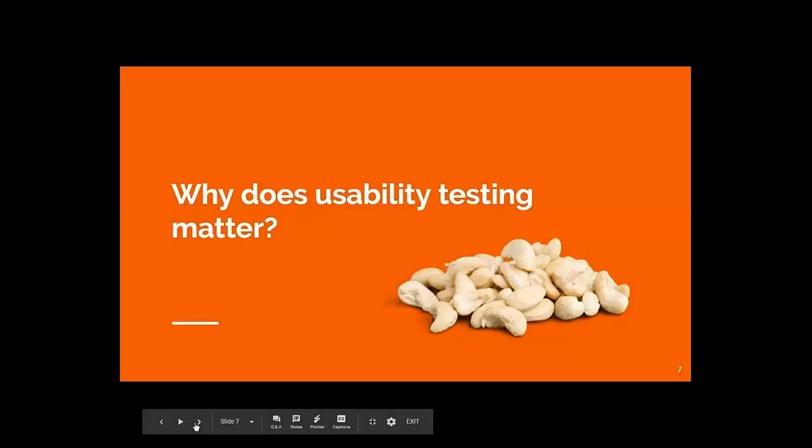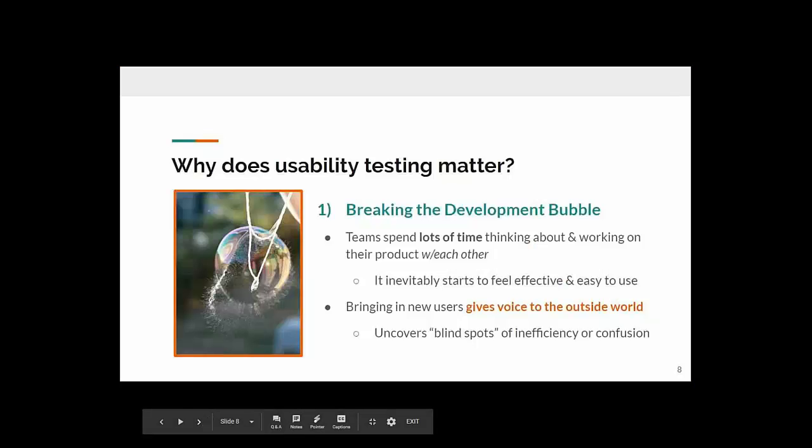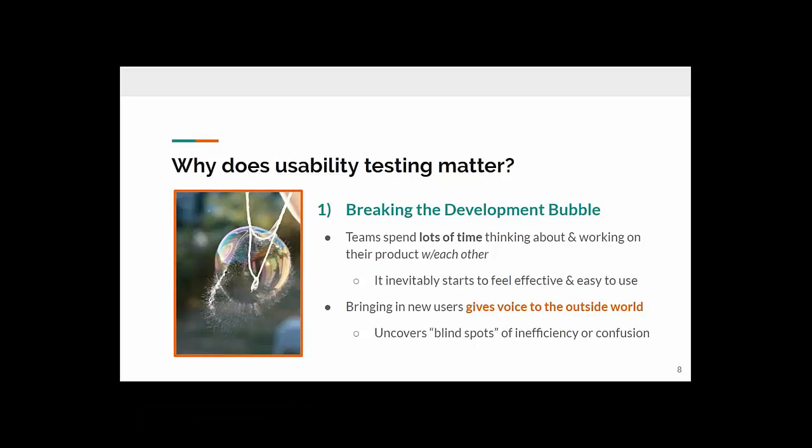So why does this matter? Why do I care about this, and why are you here? This is sort of my breakdown of why I think usability testing matters. The first thing is that you're kind of in this development bubble when you make any sort of product. So there's stakeholders, there's the people who are working on development, there might be researchers or designers, and everybody's spending a lot of time thinking about this one thing, and they're all sitting with each other, and they're making decisions together, and everybody starts to speak the same language, and everybody's using the same thing over and over and over, and they're starting to think, you know, this is really easy to use, this is really intuitive. It's kind of an inevitable thing that happens in any product.